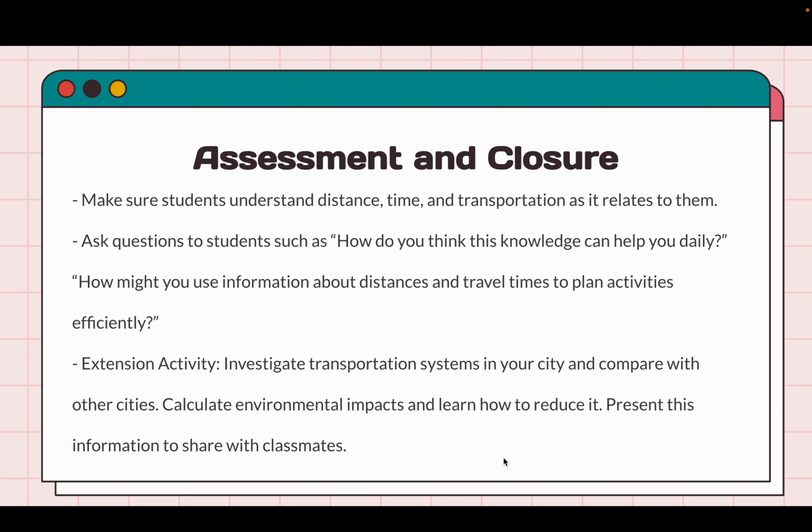So for assessment and closure, we're going to make sure that students understand distance, time, and transportation as it relates to them. We're going to be asking questions like, how do you think this knowledge can help you daily? How might you use information about distances and travel times to plan activities efficiently? For the extension activity, you can have them investigate transportation systems in their city and compare them with other cities, calculate environmental impacts and learn how to reduce them, and present this information to share with classmates as well.